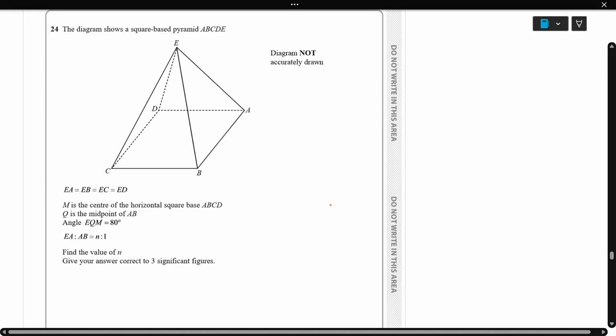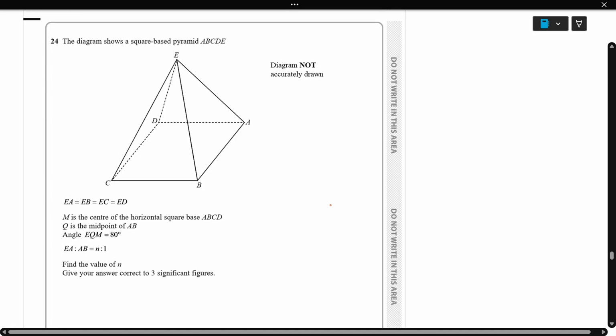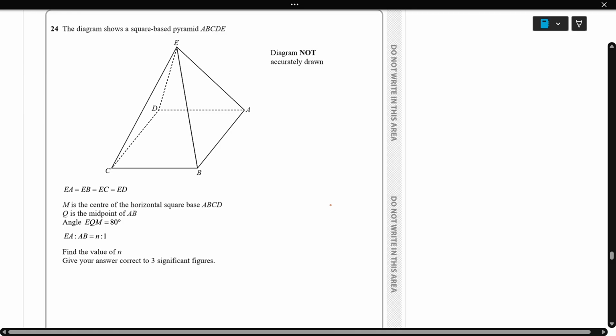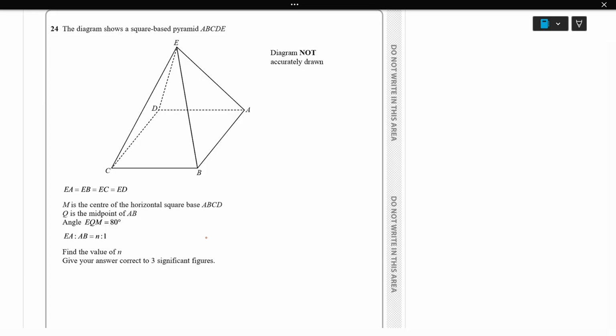Next question 24. The diagram shows a square based pyramid ABCDE. So EA, EB, EC, ED are all equal. M is the center of the horizontal square. So here is M and Q is the midpoint of AB. So midpoint, this is Q, and angle EQM. E to Q, this is Q. Q to M, this is 80 degrees, given, so we'll draw.